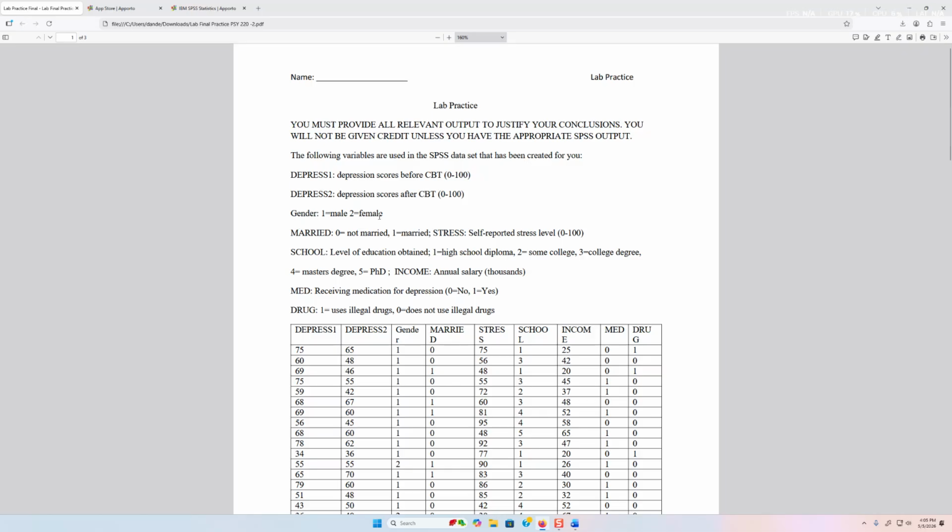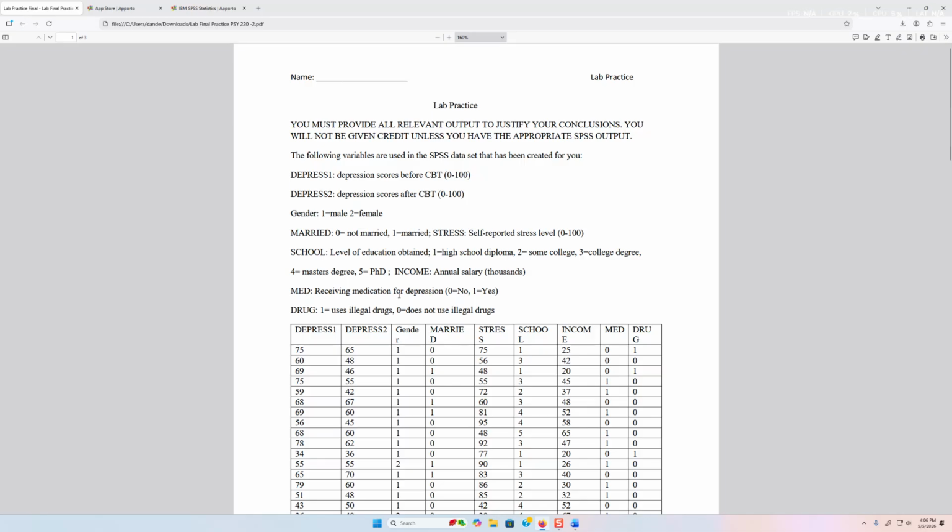Gender, 1 male, 2 female, just to simplify things. Married, 0 not married, 1 married. Stress, self-reported stress level. So far, depression 1 is continuous, depression 2 is continuous. Gender is discrete, a nominal variable, a categorical variable. Married is also a categorical or nominal variable. Stress is a continuous variable. School is also a nominal or categorical variable. Level of education, 1 high school, 2 some college, 3 college degree, 4 master's degree, 5 PhD. Income, annual salary in thousands, is continuous.